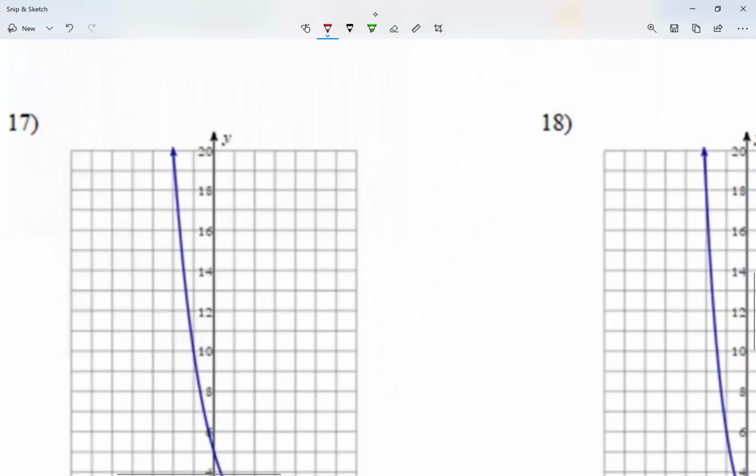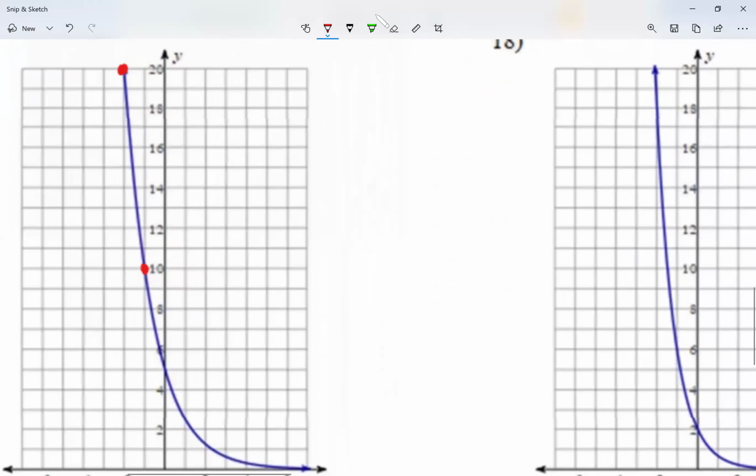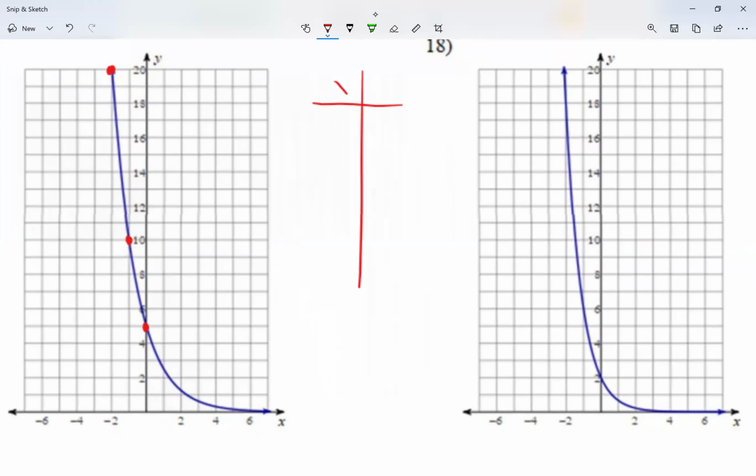Let me zoom in. Any points that I can find. I can find the coordinates of this one. I can see another point. I can find the coordinates of that one. I'm looking for points that I can find the coordinates of. I can find the coordinates of this point, and that's it. That's all I get. So let's see.